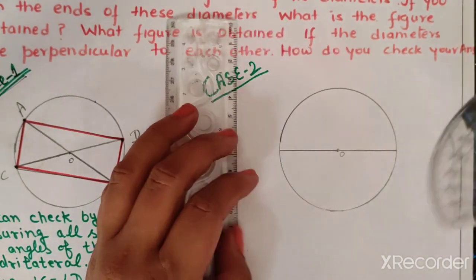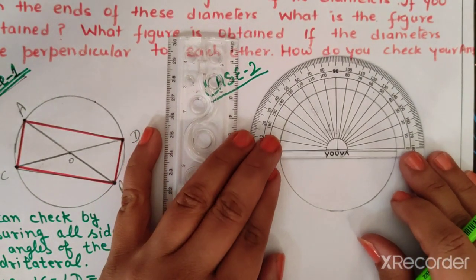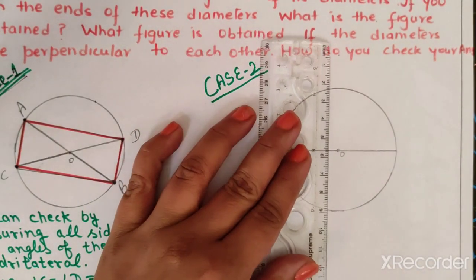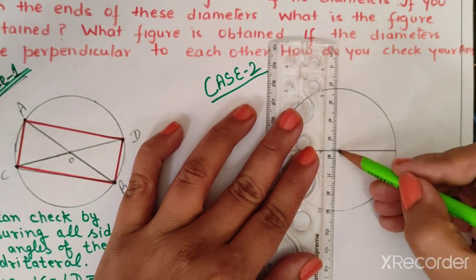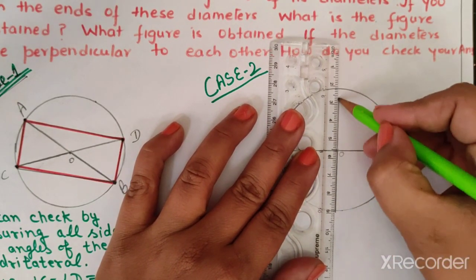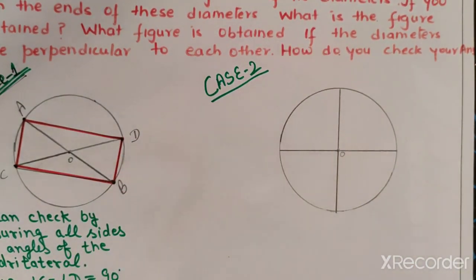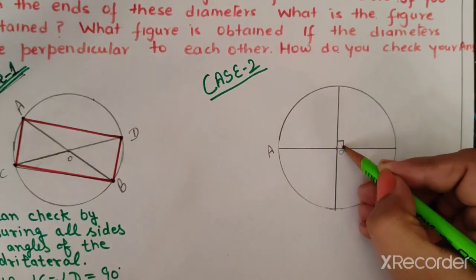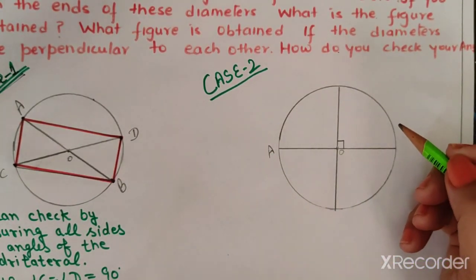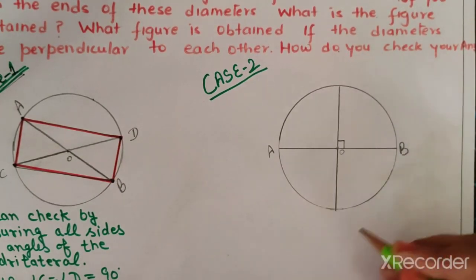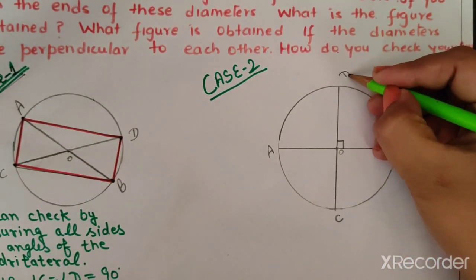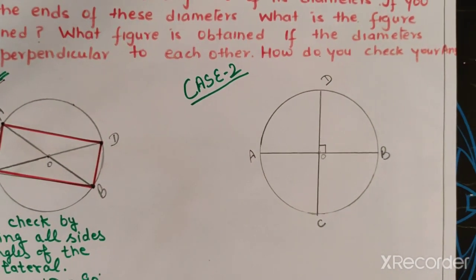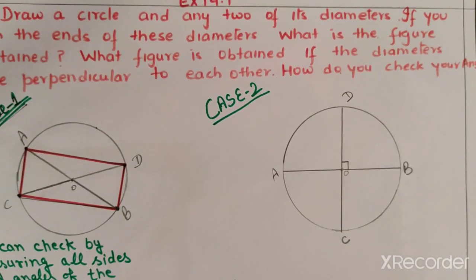You can take help of a protractor also to draw the vertical diameter at the center, otherwise you can have a rough idea of perpendicular lines. So one vertical line and one horizontal line. This will give you the two perpendicular diameters here. This is the case 2 we are discussing of question number 3. So AB and CD, these are the two diameters of the circle, and knowingly we have drawn them perpendicular to each other, right?